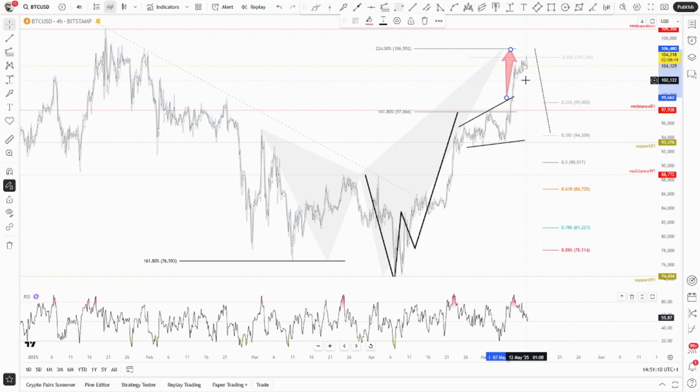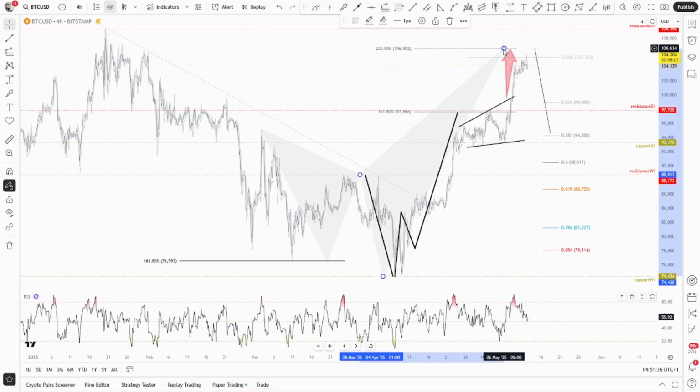So we are now in a small consolidation period here, with Bitcoin approaching the 224% Fibonacci extension level. So this is the second and last option for the shark pattern on Bitcoin to work, and that's placed at 106.60, the 224% Fibonacci extension level, just right above the recent highs.